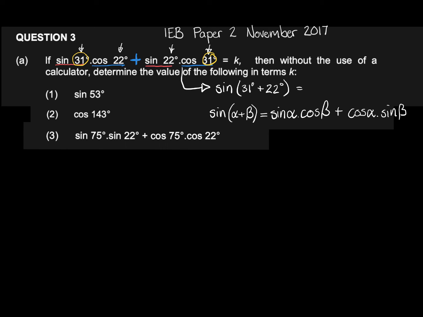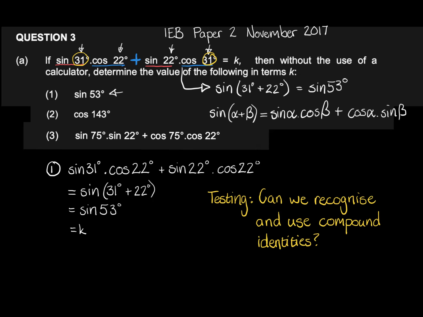And that's important because then we see that that is the same as sine of 53 degrees, which is actually our very first question. So let's write this out neatly. As you can see, this leads to a very nice place where we can make it equal to k. And the whole question is really testing, can we recognize and then as a result use compound identities? Now this over here is going to help us with the next questions.